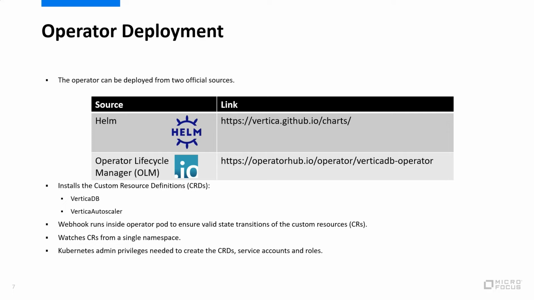Generally, you need elevated privileges in the Kubernetes cluster to deploy the operator. For instance, creating the custom resource definition and necessary privileges for the operator through service accounts and roles. We publish YAML manifests for these things outside of Helm. So Kubernetes admins can use these to set up a cluster so that the operator can be deployed by users that only have access to a single namespace.